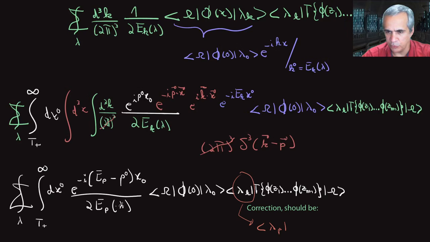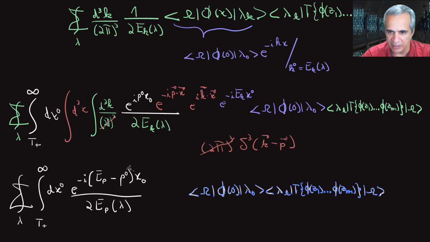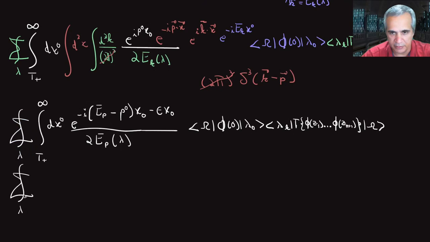Now I want to do the x⁰ integral. I want to do the integral in time. Of course, in the upper limit, this integral is very badly behaved, right? It's oscillating wildly when I go to a very big x⁰. So I have to regularize this somehow. And we know that for positive time, the way to do that is just put a minus ε x⁰ right here. That makes the integral converge for big times, and allows us to do the integral. So we can write the answer here, just copy this part, and the 1 over 2E_p(λ), right?